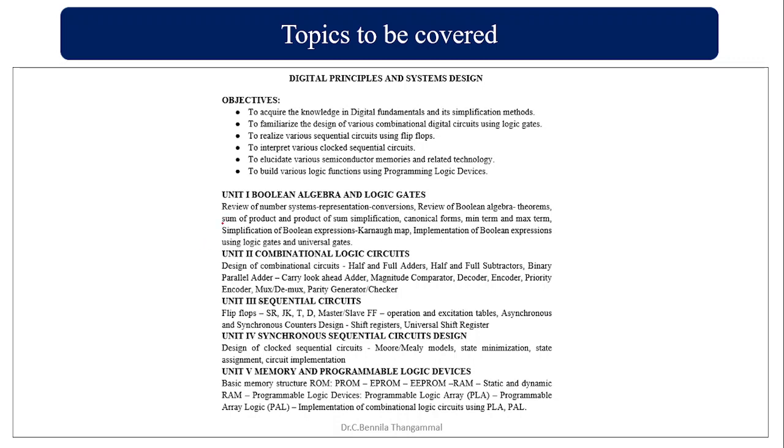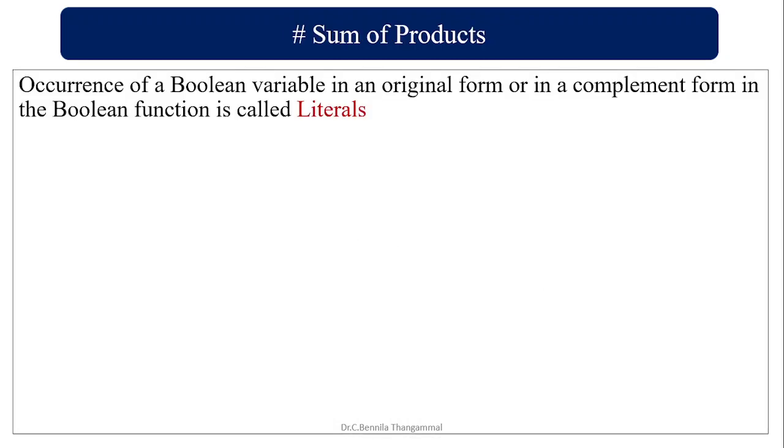In this sum of products, we will see how to mention it, what terminologies we'll be using, and how to convert the sum of products into a minimal number of sum of min terms. Everything we can see here. The occurrence of a Boolean variable either in its original form or in a complement form is called a literal. In a given Boolean function, every variable is said to be a literal.